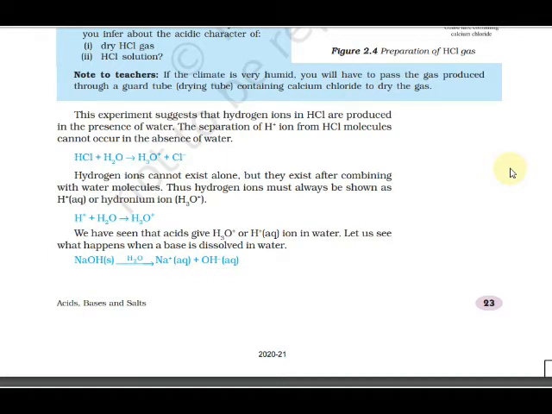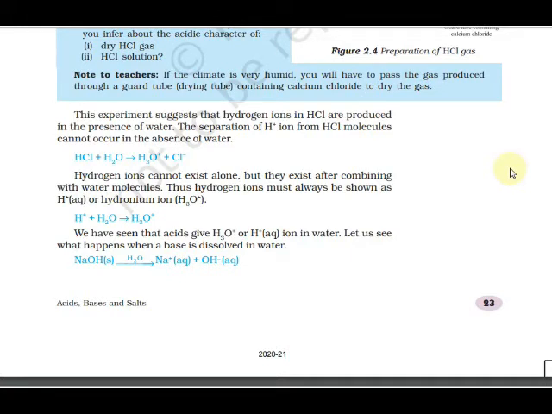So, the presence of water is needed to produce the hydrogen ions, yes or no? The separation of H plus ion from HCl molecules cannot occur in the absence of water. If water is not there, the solution is not watery or aqueous, and the formation of H plus ion is not done. HCl plus H2O gives H3O plus and Cl minus. H3O plus is known as the hydronium ion.